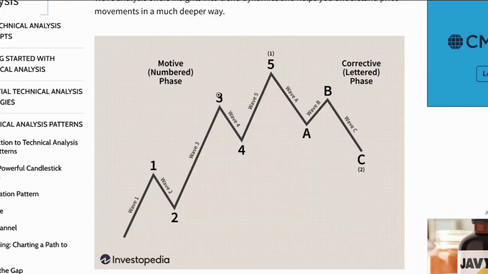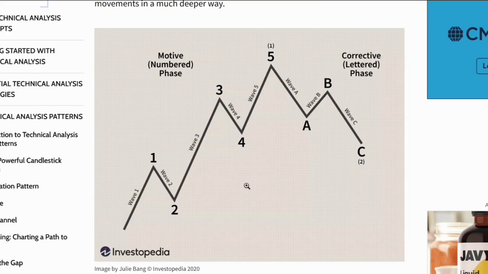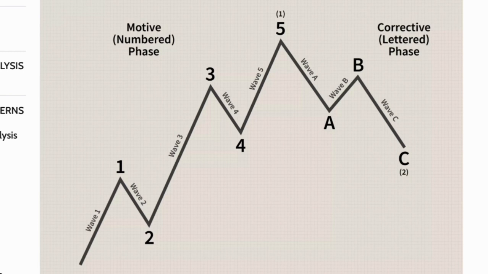The basic foundation of this theory is that there are 8 waves in one cycle, and 5 of them move in the direction of the main trend, and after that 3 waves follow in the opposite direction as correction. So that's 1, 2, 3, 4, 5, A, B, C. 5 moving into the main trend, 3 moving into the opposite trend. Among these 8 waves, there are 5 impulse waves and 3 corrective waves.